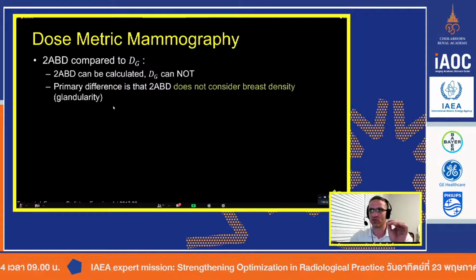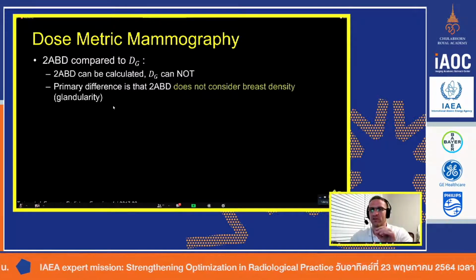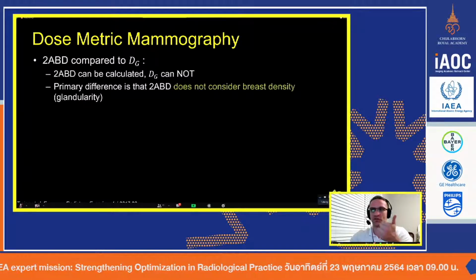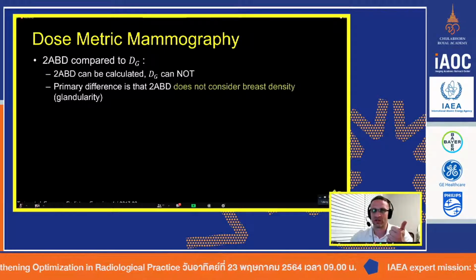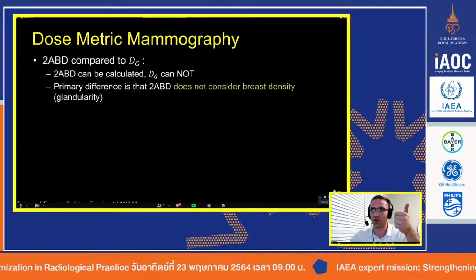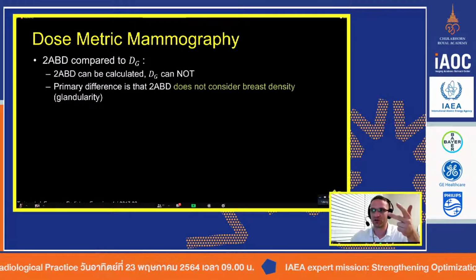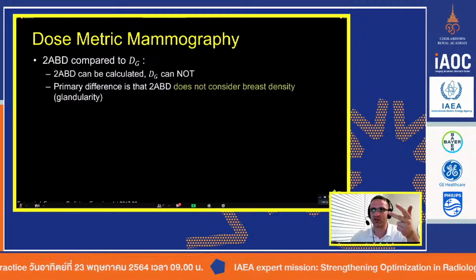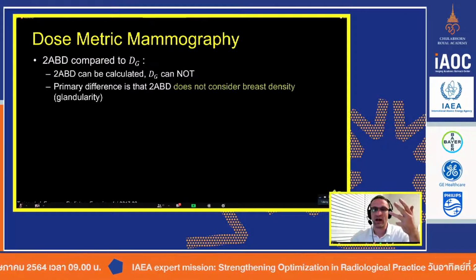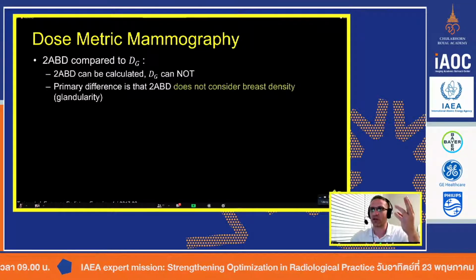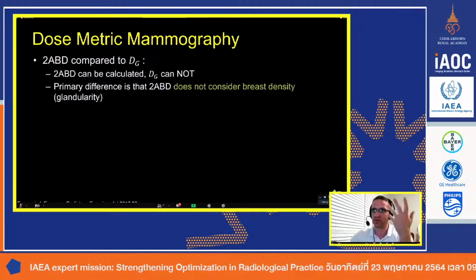And the last part that I think is probably the most important is that the 2ABD does not require us to assume glandularity. So we don't have to worry that there really is no such thing as a 50-50 breast out there. We just simply know what kV it was. We know what the mAs was. We know which filter target combination there was. We know the breast thickness based on the compression. And we can calculate the error kerma just based off of all of those values.